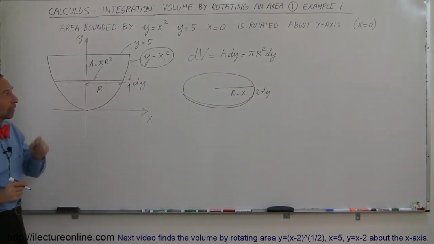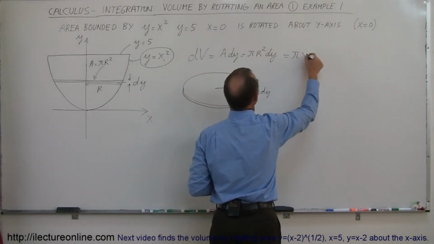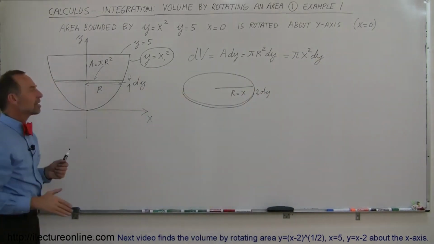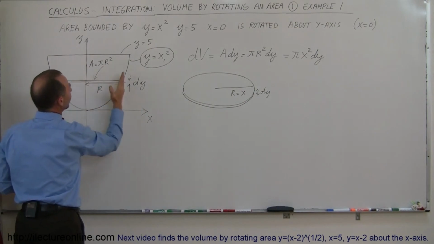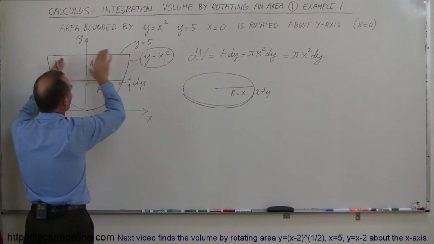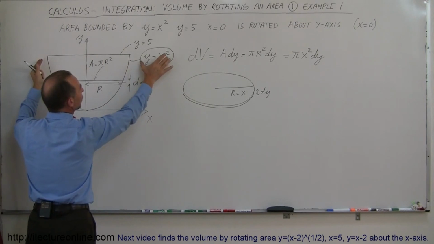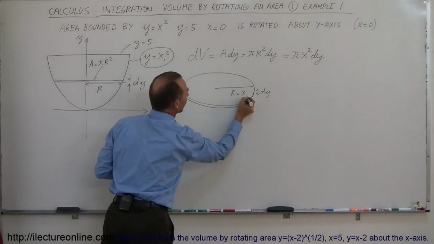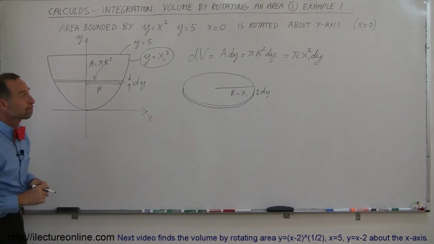If I plug that in here, I can say my volume element is equal to pi times x squared dy. Does everybody see here that this x is equal to r? x is simply the distance from 0 to the outside of this shape, and the distance from there to there is defined by this equation right there. So I'm dealing with this x right there. Let's call it x sub 1 here, and x sub 1 there, so we don't lose track of which x we're dealing with.